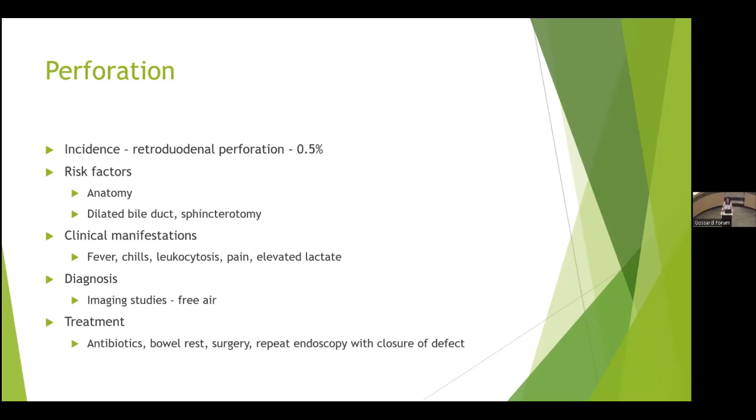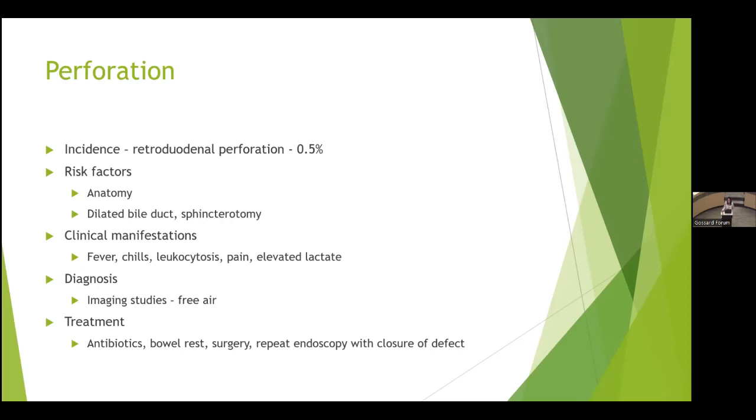As I mentioned earlier, the most likely causes of these perforations is either scope trauma or the sphincterotomy cutting and then it causing kind of a defect in that layer there. Clinical manifestations: fever, chills, leukocytosis, pain, and elevated lactate. Typically, it's infection type symptoms with related pain, sometimes abdominal distension, depending on the degree of the perforation. Largely, these are diagnosed via imaging, likely a CT scan or some sort of cross-sectional imaging.